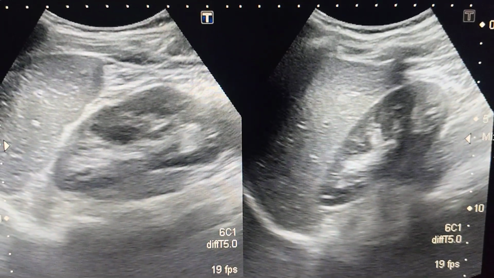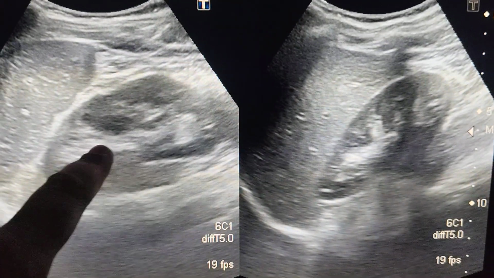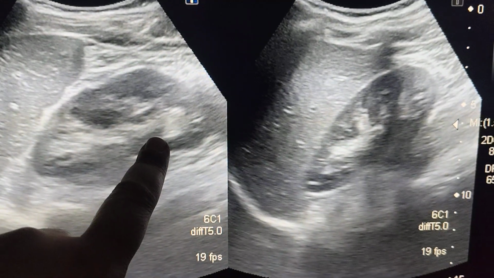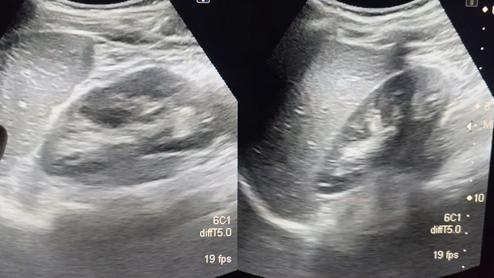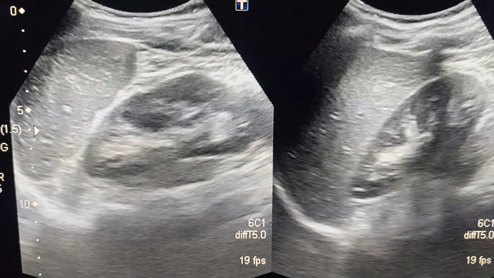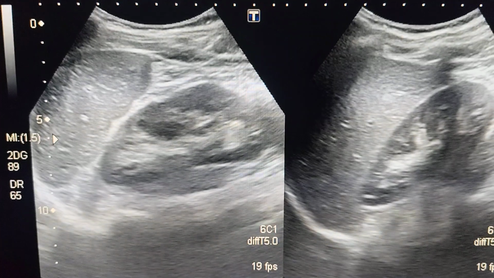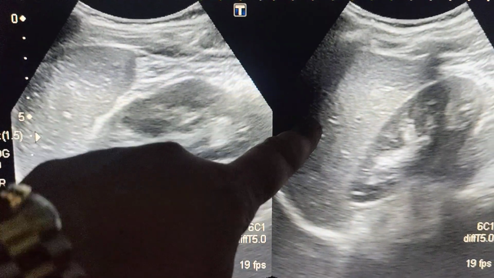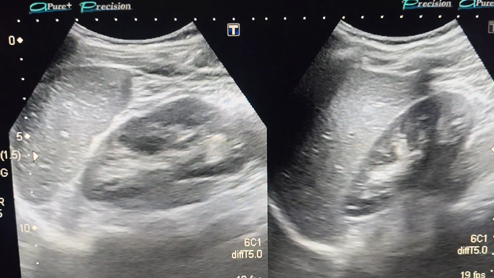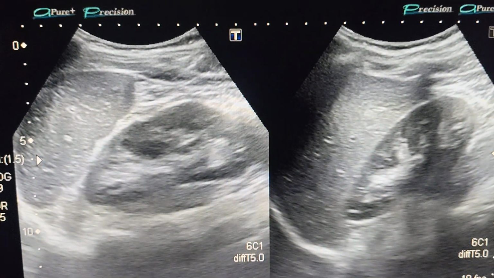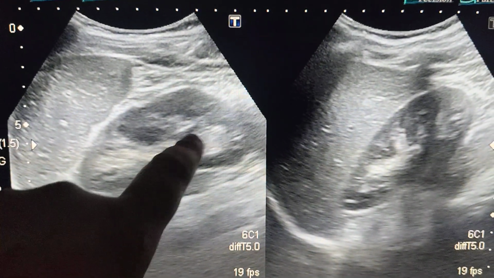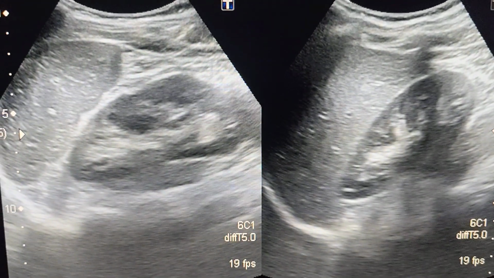When we talk about kidney, this is a cortex, this is medulla, and outer layer is cortex. This is spleen. Normal size of spleen in adult is up to 12 centimeter. Normal size of liver in adult is about 17 centimeter. When we talk about poles of kidney, we label it as upper pole, mid pole, and lower pole.